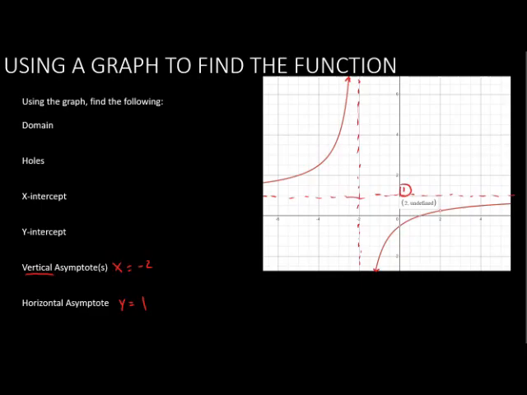We'll also mark our intercepts. I'm going to mark in green where the x-intercept is. It's about halfway between 0 and 2, and so we'll say that's at (1, 0), where x is 1 and y is 0.